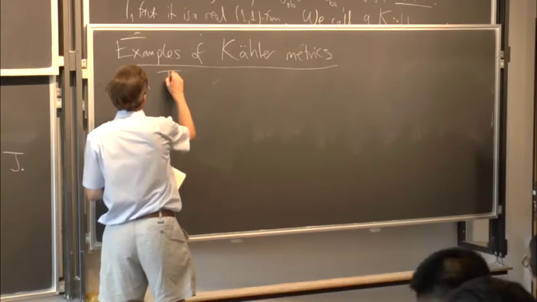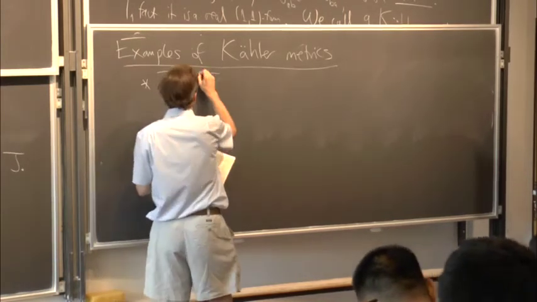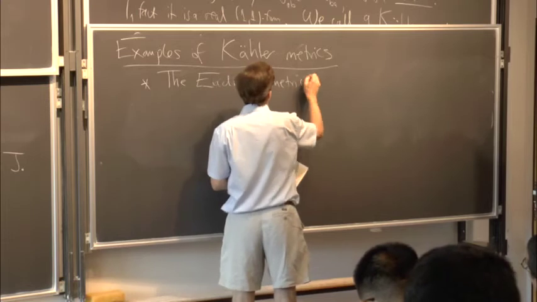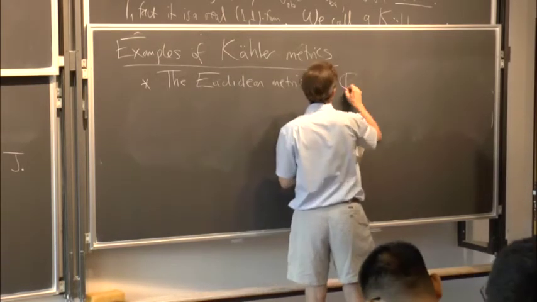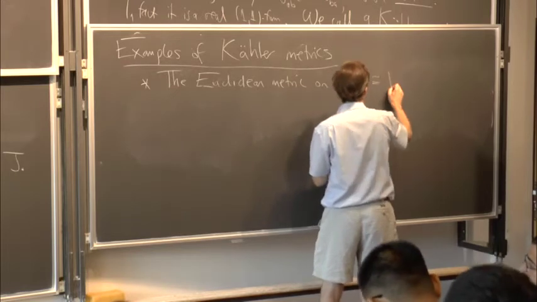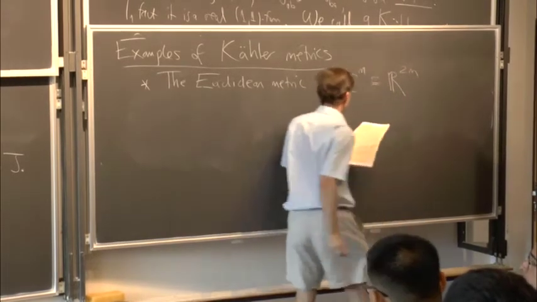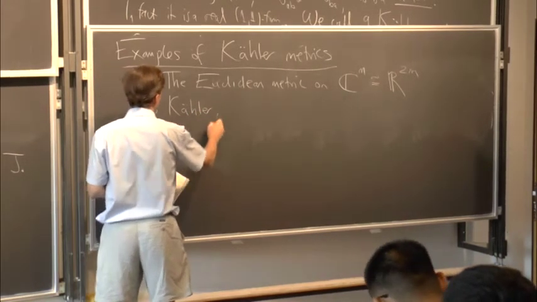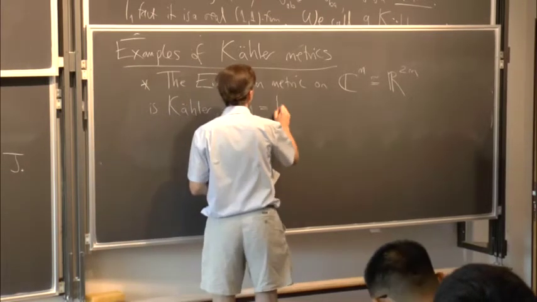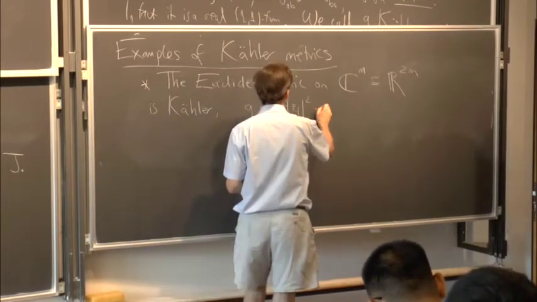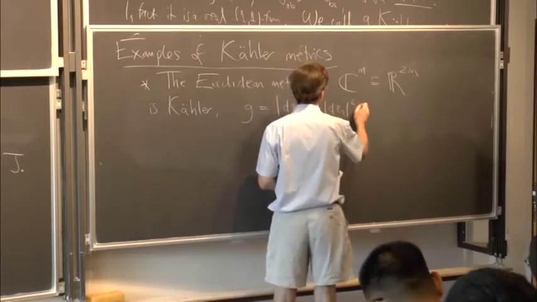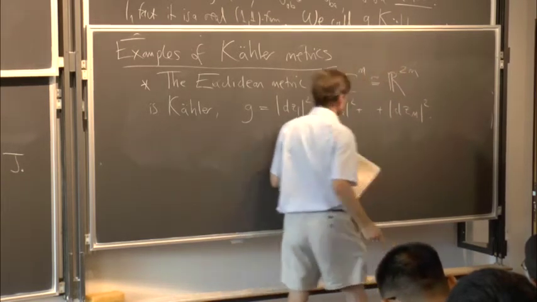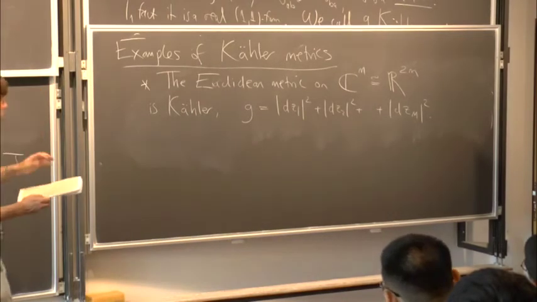Firstly, the Euclidean metric on C^m, which is R^2m if you like, is Kähler. And we might write it as g equals |dz1|^2 plus |dz2|^2 plus dot dot dot plus |dzm|^2, where z1 up to zm are the complex coordinates on C^m.